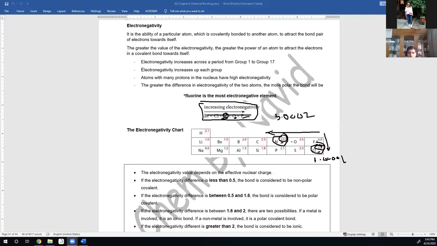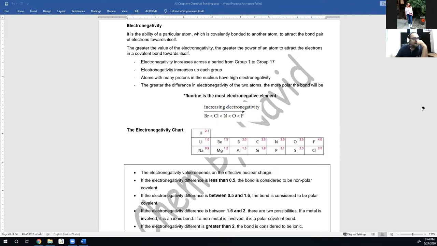Why group 17? Because it's now group 17. Electronegativity increases as you go right and go up the periodic table. Exactly. As you go right and as you go up.